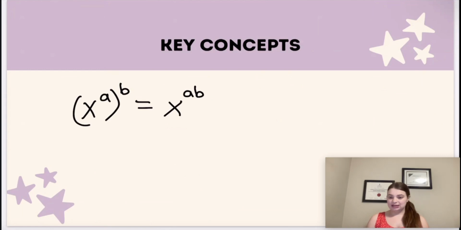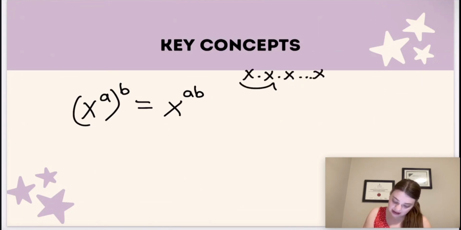Now, why is this the case? I want to briefly touch on why it's the case. If you don't care why, you can skip ahead, but I will explain why this is true. The reason this is true is because, think about, what is x to the power of a in the first place? x to the power a is just x times x times x, etc., a times.